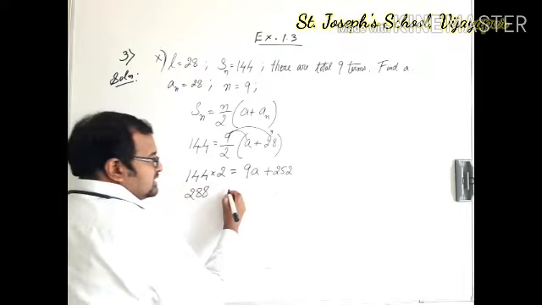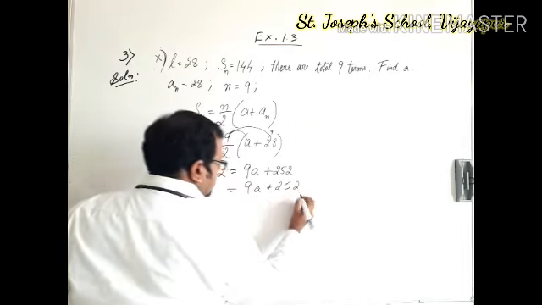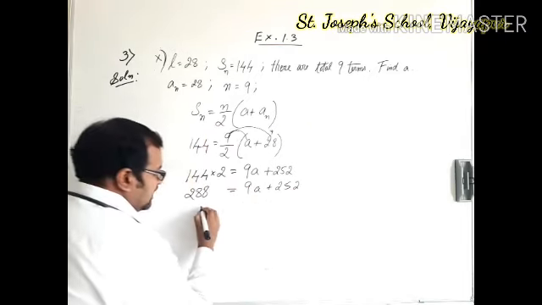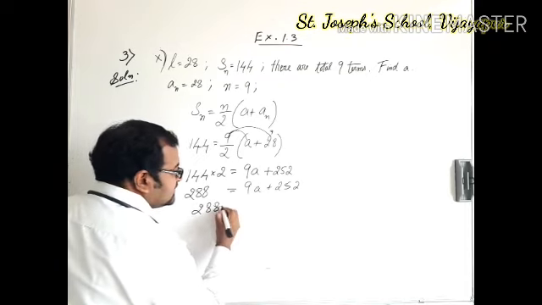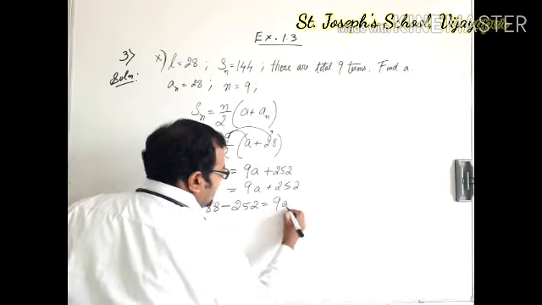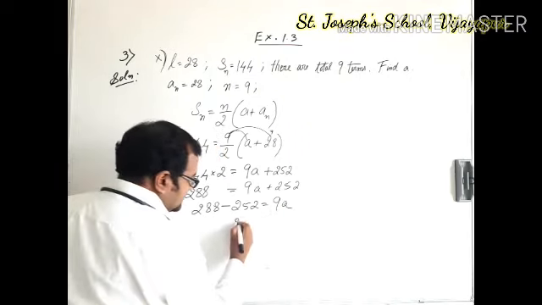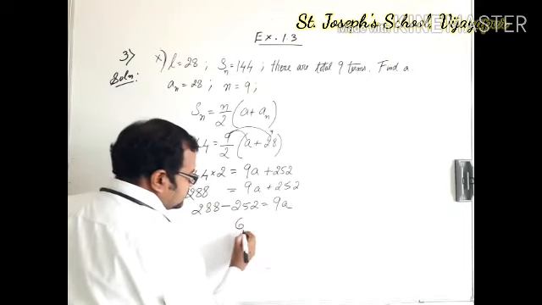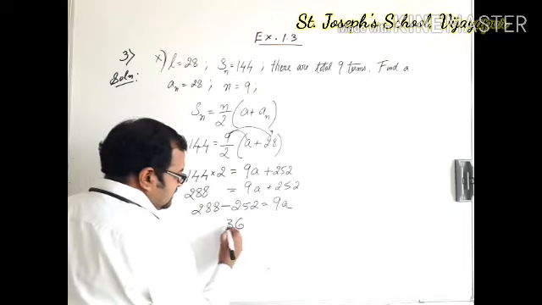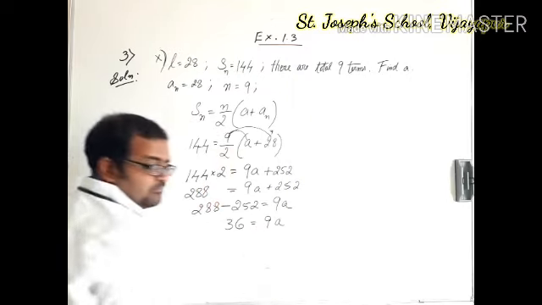288 is equal to 9a plus 252. If 252 comes to the other side, becomes minus, 288 minus 252 is equal to 9a. Subtract this. 288 minus 252: 8 minus 2 is 6, 8 minus 5 is 3, 2 minus 2 is 0. So 36 is equal to 9a.